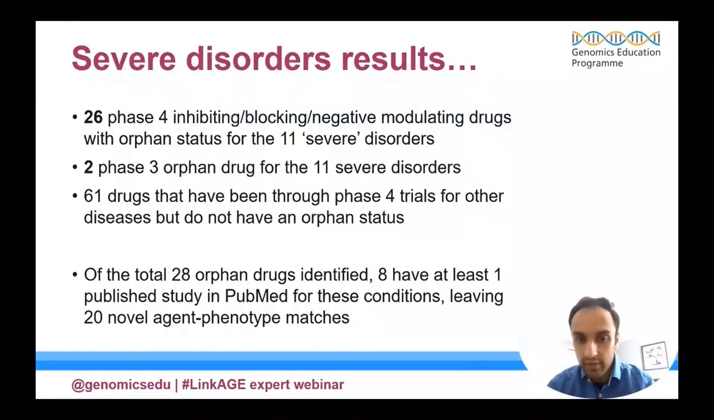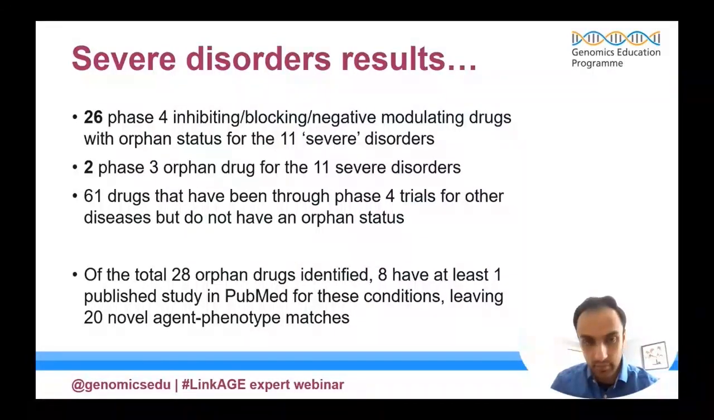There are also 61 other drugs that had been through phase four trials but didn't yet have an orphan status and were therefore of less interest to us because they were less likely to be quickly granted orphan status. Of the 28 drugs in question, so that is these phase four and phase three agents with a previous orphan designation, eight had at least one published study on PubMed for the condition that we were examining them in question, leaving 20 novel agent and phenotype matches. Again, those eight almost acted like a positive control for our pipeline, and those 20 were the ones that we got interested in.